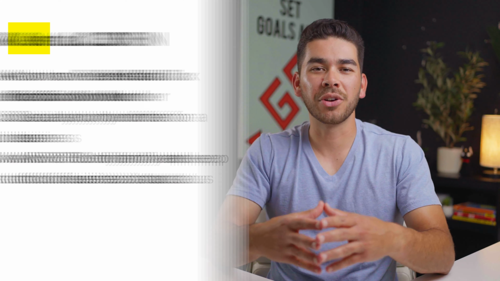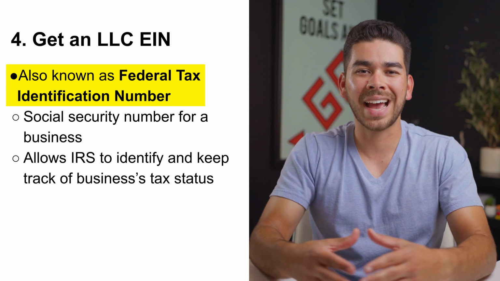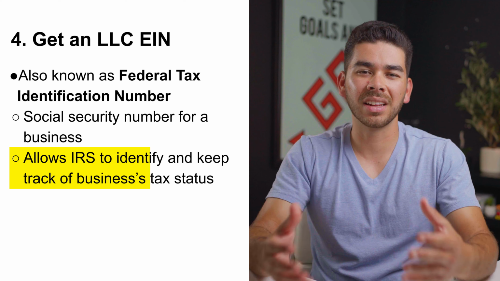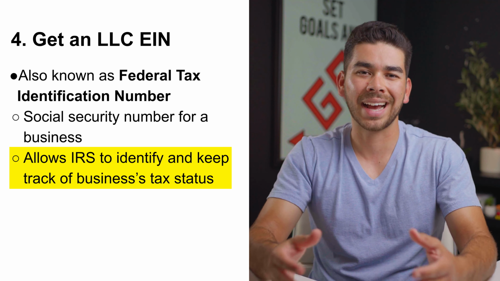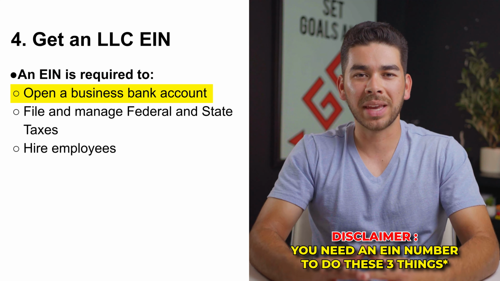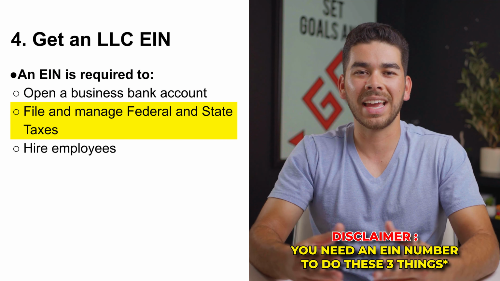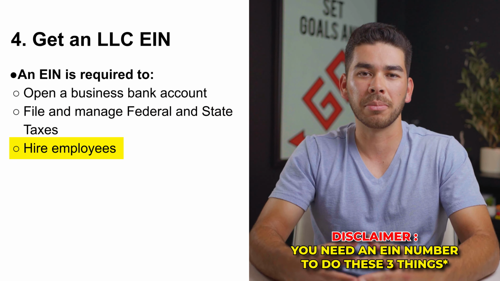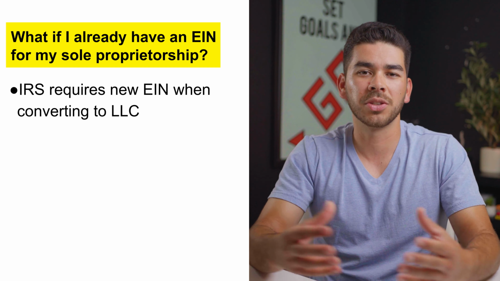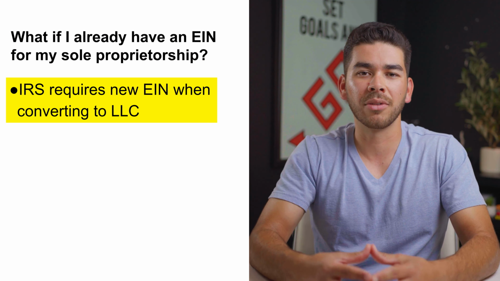The next step is to get your federal EIN, or your federal tax identification number. This is basically a social security number for your business, and it allows the IRS to keep track of your tax status. To acquire an EIN number, you need to open a business bank account, you need to file for state and federal taxes, and you need to hire employees. And if you were wondering if you need to create a new EIN because you already have one for your sole proprietorship, the answer is yes, you need to create a new EIN for your LLC.